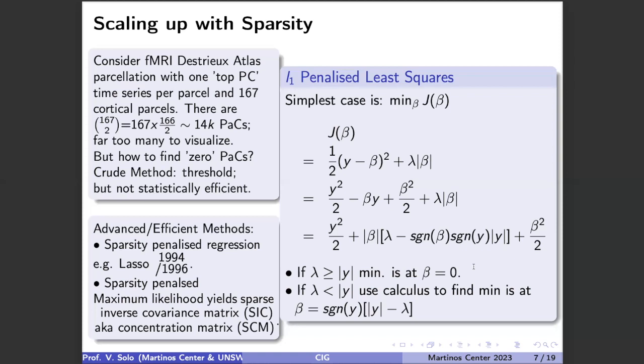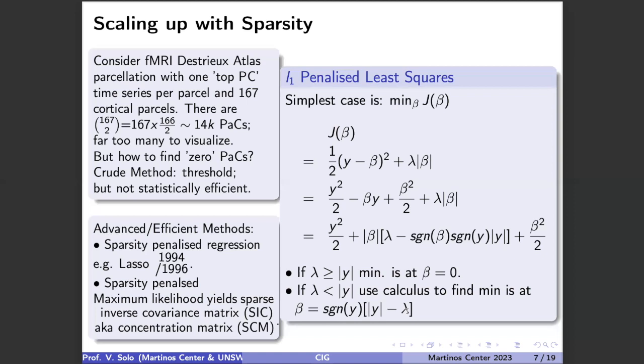Okay, so this is unusual. This is not a calculus that most of you would be used to. Now, what happens if lambda is less than absolute y? Now you can use calculus. You can do the optimization when beta is positive, and you can do it separately when beta is negative. Not the only way to do it. Put them together. Here's the formula for the minimizing beta when lambda is less than absolute y. And notice that it actually snips a lambda off the absolute y. So the interesting thing is you get an automatic zeroing of the coefficient depending on this threshold.